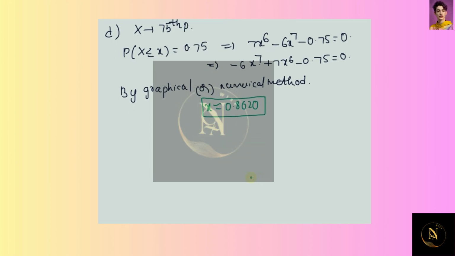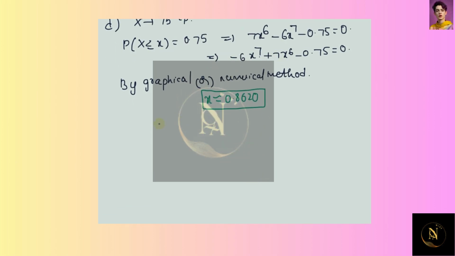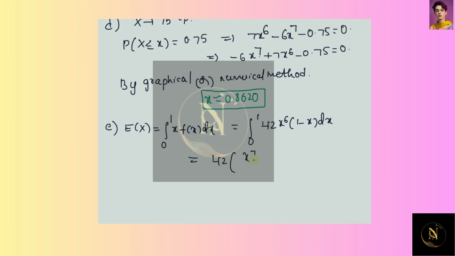Now in the E bit we have to find the mean and standard deviation. The mean, the expected value of x, is the integral from 0 to 1 of x into f of x dx. By substituting we get the integral from 0 to 1 of 42x^6 into (1 minus x) dx. By integrating we get 42 into [x^7/7 minus x^8/8] for 0 to 1, that is 42 by 56, which is equal to 0.75.